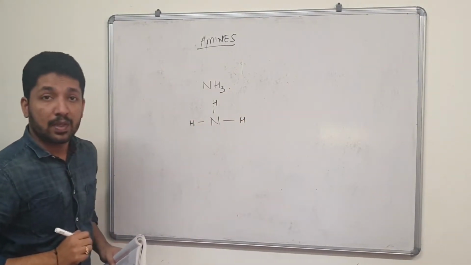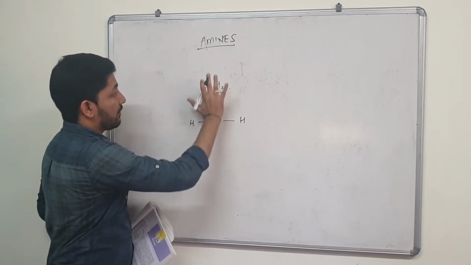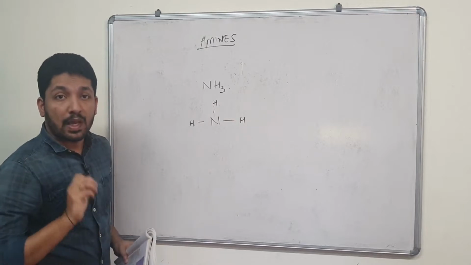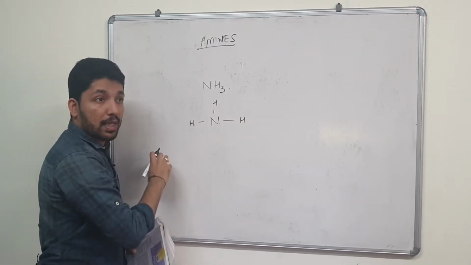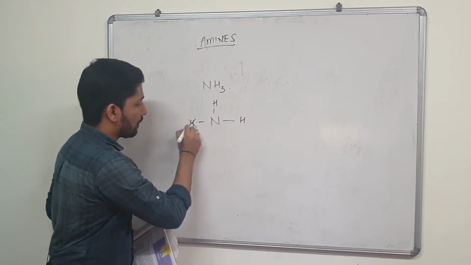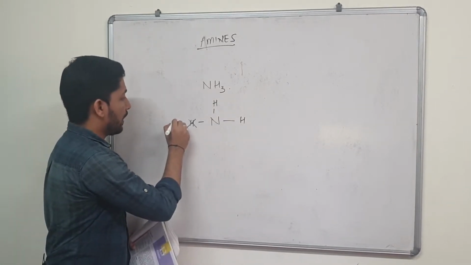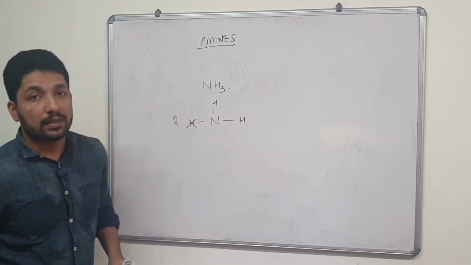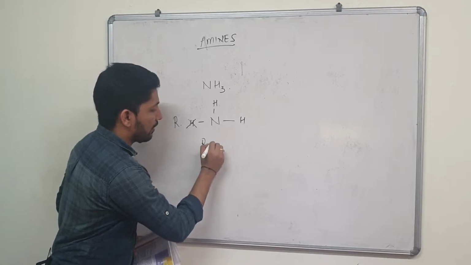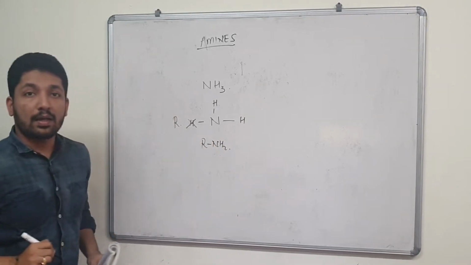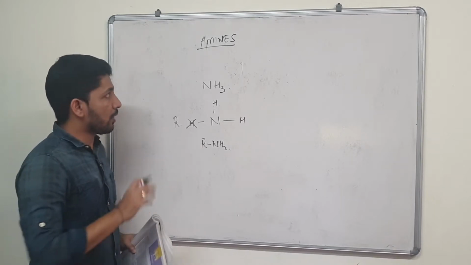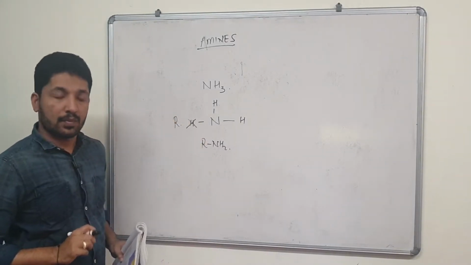3 hydrogens. Now the difference between ammonia and amines is, amines are the derivatives of ammonia. How? I remove one hydrogen and put one alkyl or aryl group in its place. This one hydrogen I will remove, any one you can remove, and instead of that I will put an alkyl group or an aryl group. Now this will be represented as RNH2. This is called an amine. So amines are derivatives of ammonia.